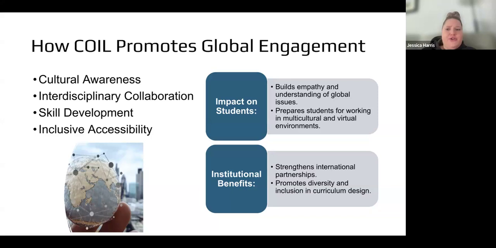The impacts on students we've seen include empathy being built and understanding of global issues. We continued this COIL collaboration that we've done for 6 years throughout the pandemic, so it was very interesting to see the impact that it had on the students in that regard. Institutionally, it strengthens our international partnerships. We've had many other institutions reach out to us as of late to have partnerships in this COIL experience, and it also promotes diversity and inclusion in our curriculum design, which is really important as an institution.